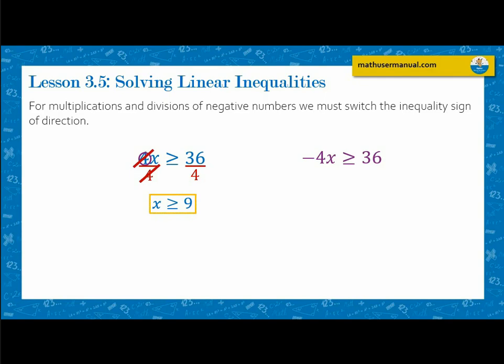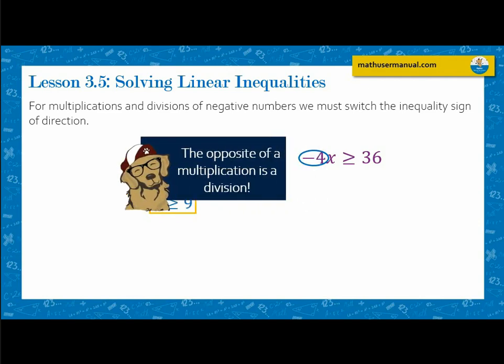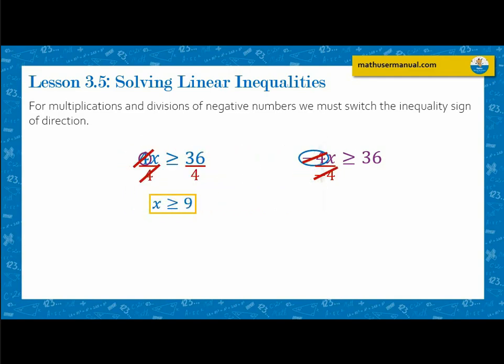Now let's take a look at the right one. Negative 4x is greater than or equal to 36. One more time, that x is being multiplied times a negative 4, and the opposite of multiplication is always division. So we have to divide by negative 4, because that's the only way we can cancel them. If we divide the left side by negative 4, we have to divide the right side by negative 4. And 36 divided by negative 4, a positive divided by a negative, gives a negative. So the answer is negative 9.